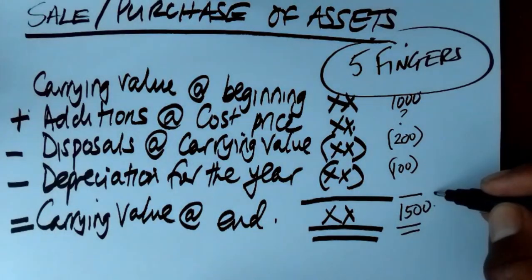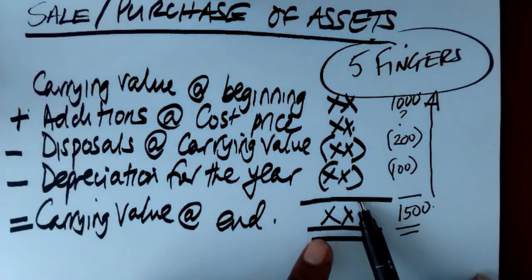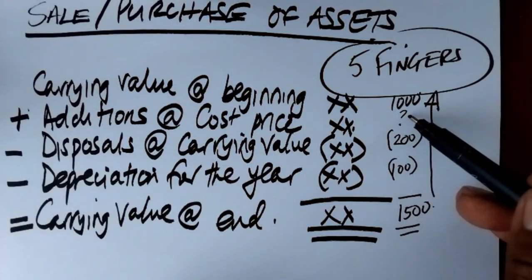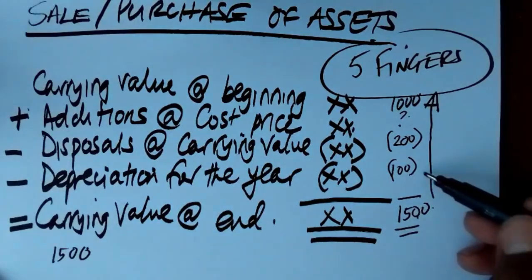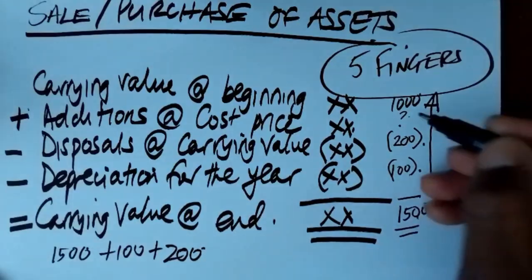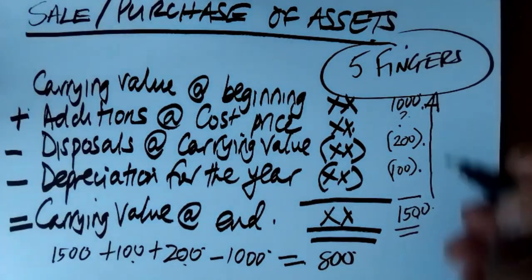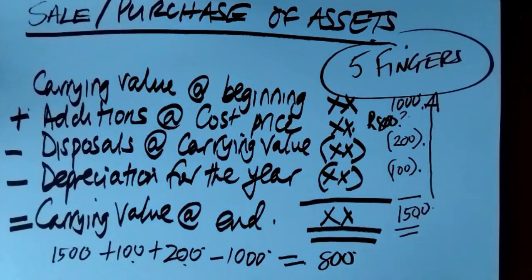So what you do, you work from the bottom going up. Remember this is an equal sign there, which means these figures must change their sign. So technically, to get my additions at cost, I start from the bottom by saying 1,500. This becomes a positive plus 100. This becomes a positive plus 200. This becomes a negative minus 1,000. So this will be 1,800 minus 1,000, then it gives you 800, which means this answer here becomes 800.